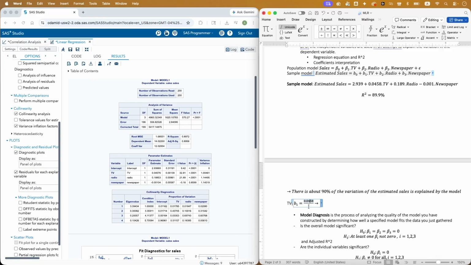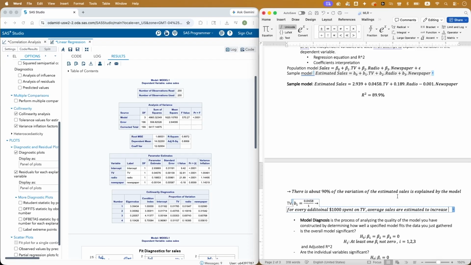So for every additional, these units are in thousands, remember, so this means $1,000. For every additional $1,000 spent on TV, the average sales are estimated to increase, because it's positive. This is a positive increase. Multiply this by 1,000 because these are in thousands of units. So we're going to increase the units by about 45.8 units.